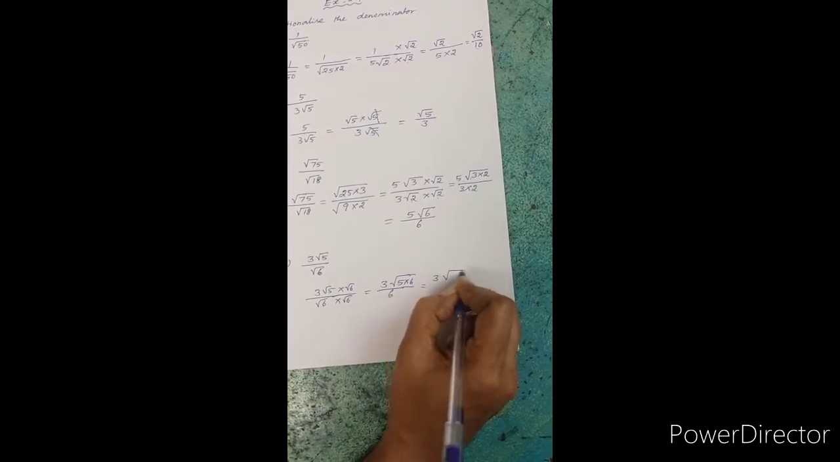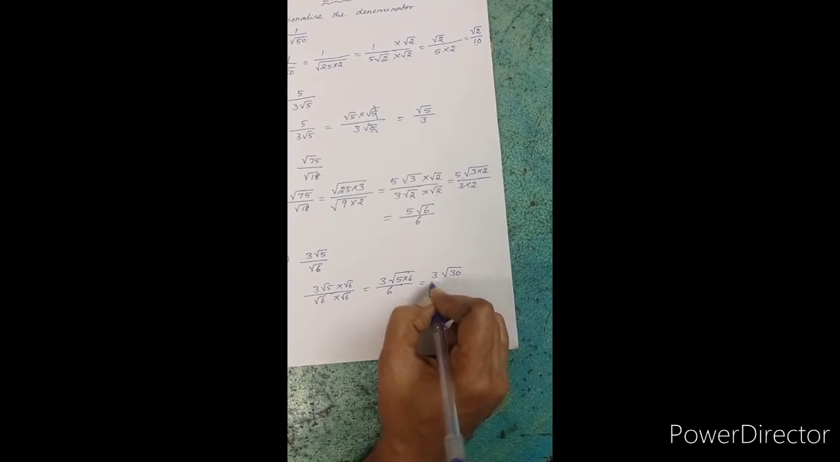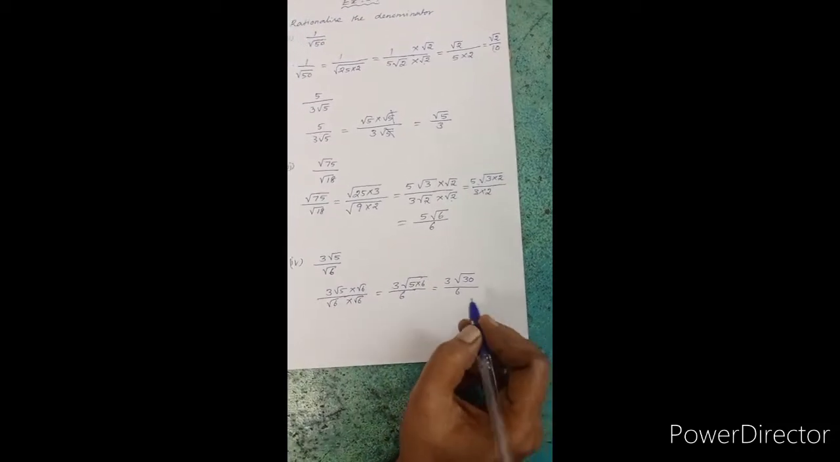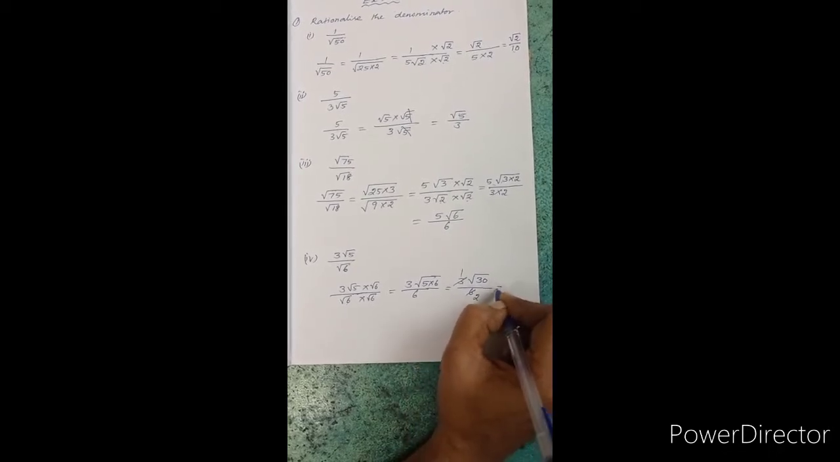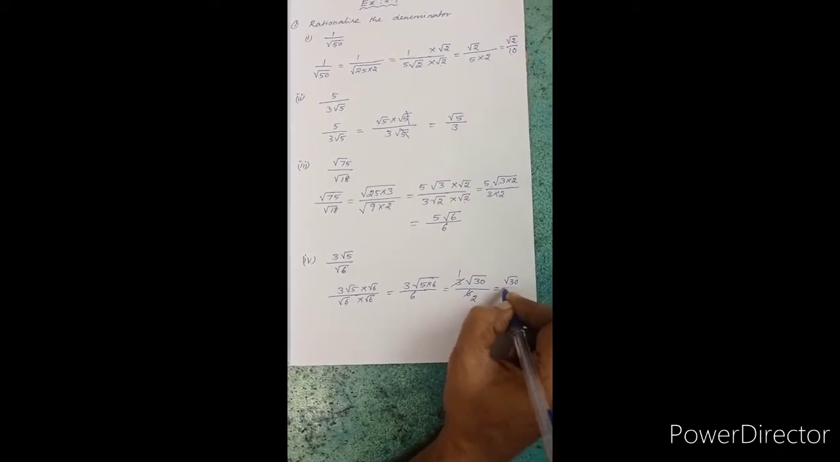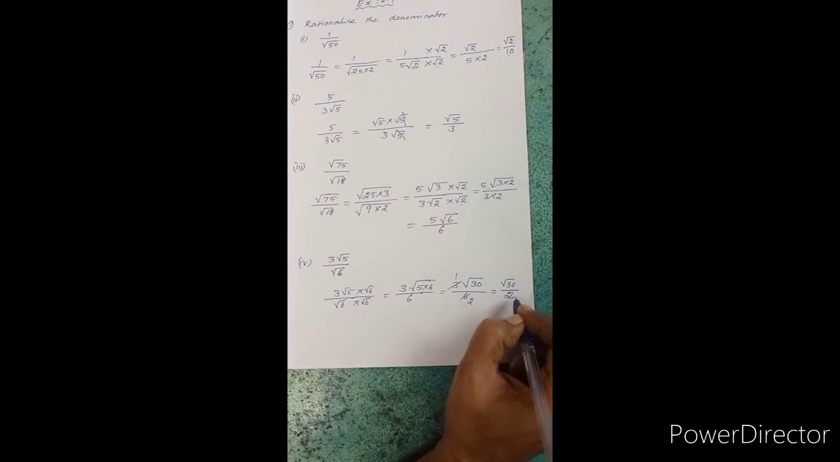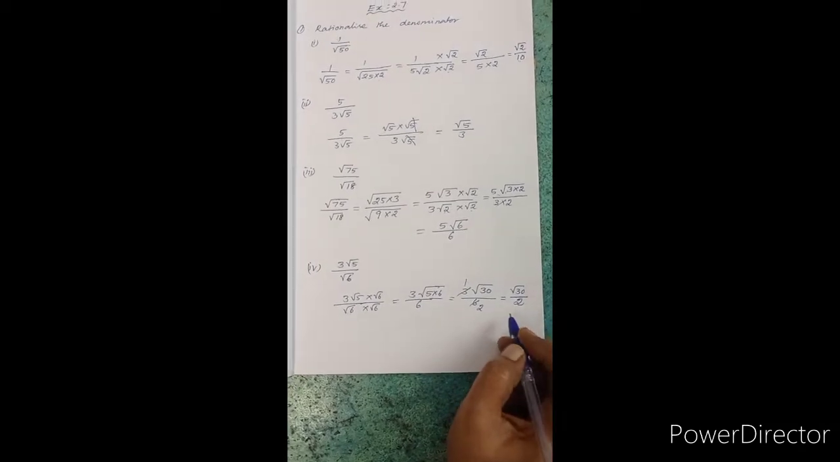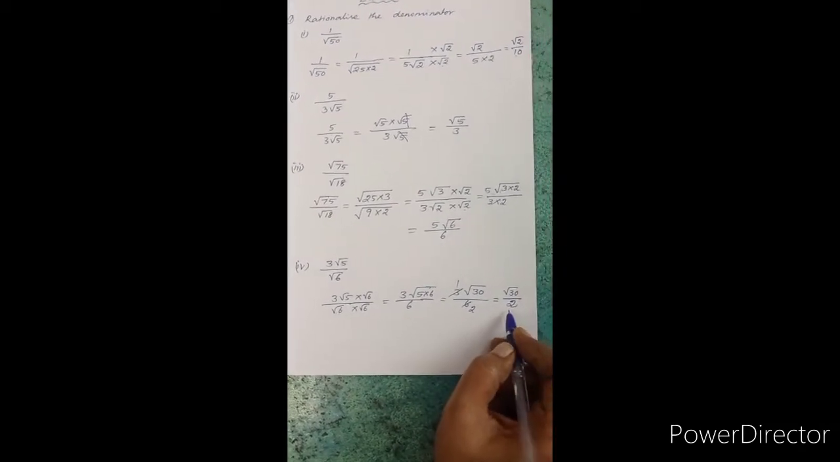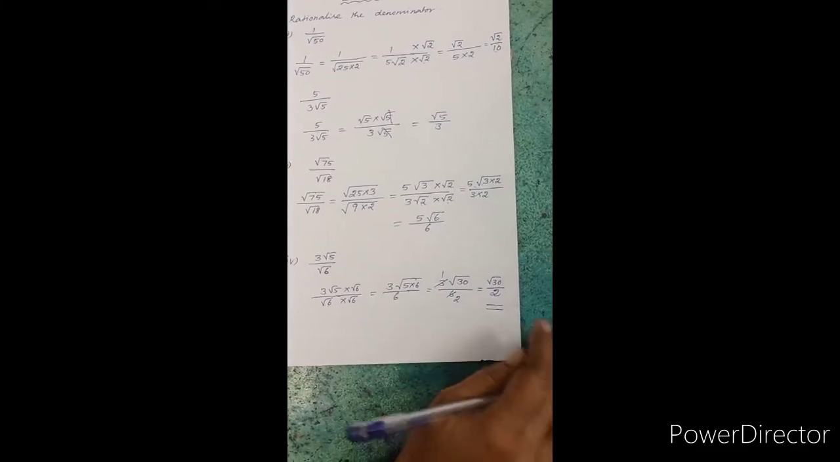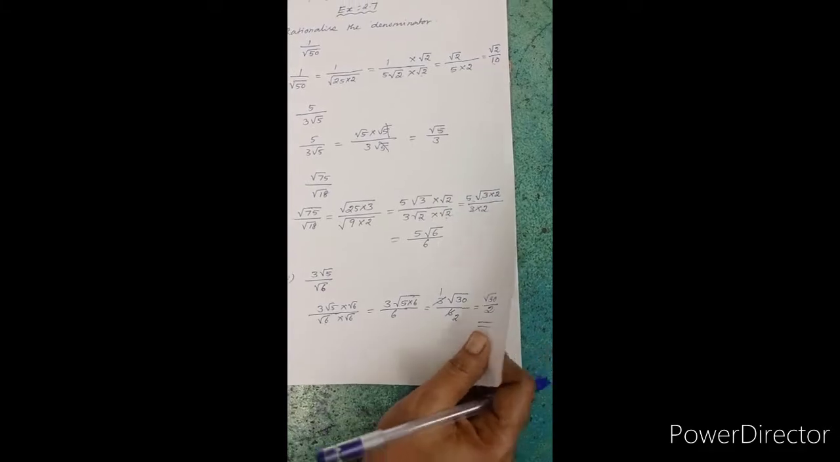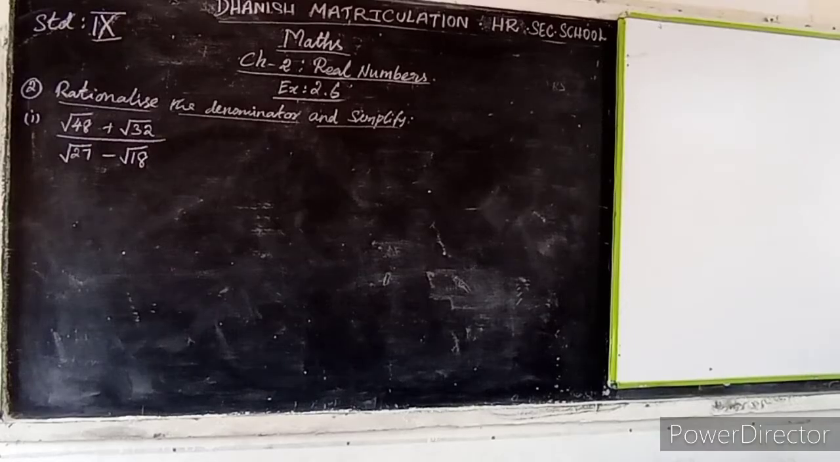So 3 into root 30 divided by 6. 3 1 time, 3 2 times. So root 30 by 2. So now the denominator became a rational number. That's the first question.